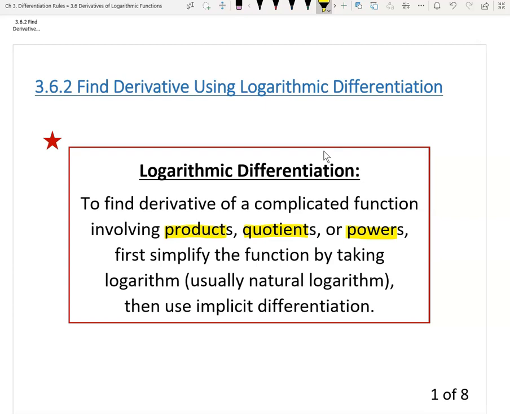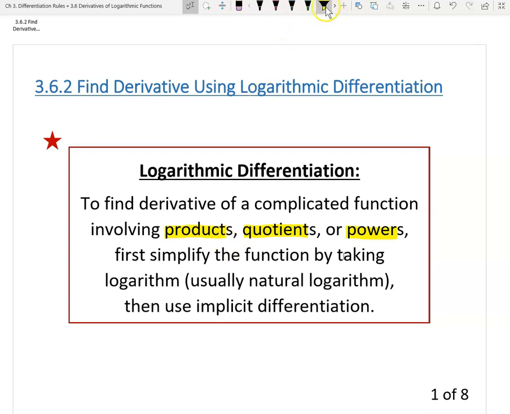What does logarithmic differentiation mean? We need to use the logarithmic function. Do you remember when we learned the log functions? The log function has an important property, and it can help us simplify products, quotients, and powers. If you remember that, okay. So how to perform logarithmic differentiation? We have two or three steps.